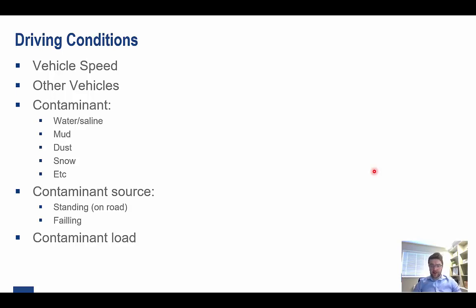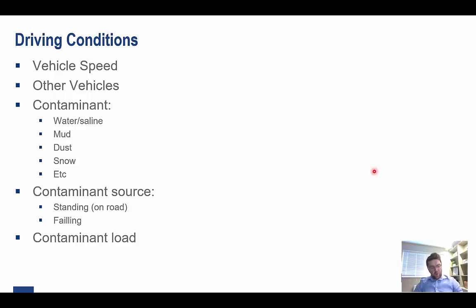Then what is the source of the contaminant? Is it standing, like on the road, where we're driving through a puddle, for example? Is it falling, so do we have rainfall? Or potentially a combination of both, or even suspended in the air. So maybe we're driving along a dusty road where there is just dust suspended in the air.